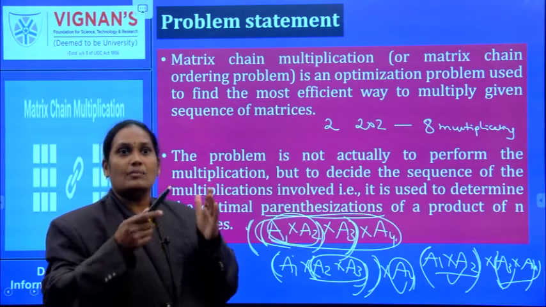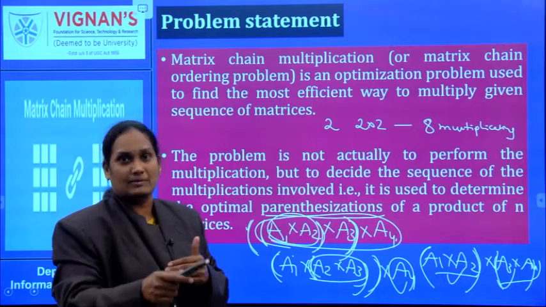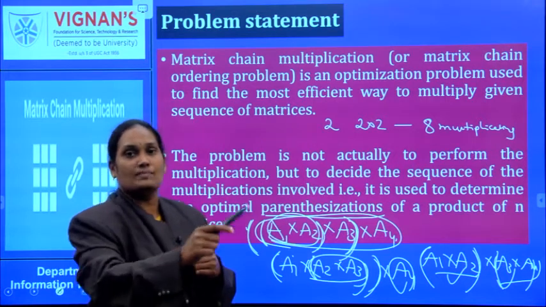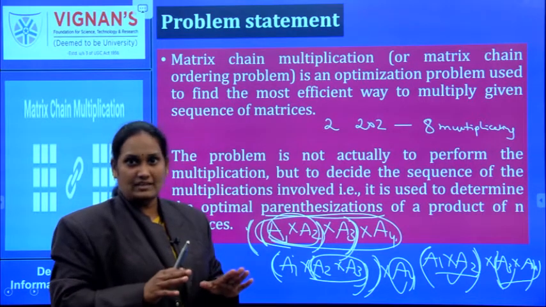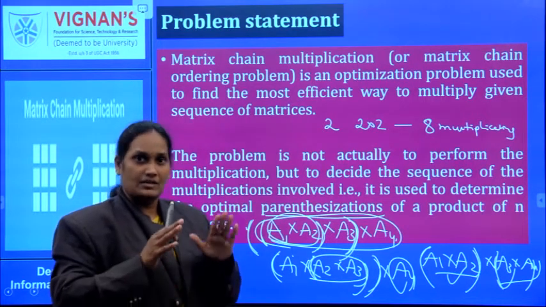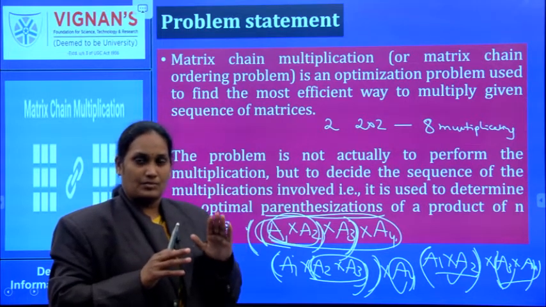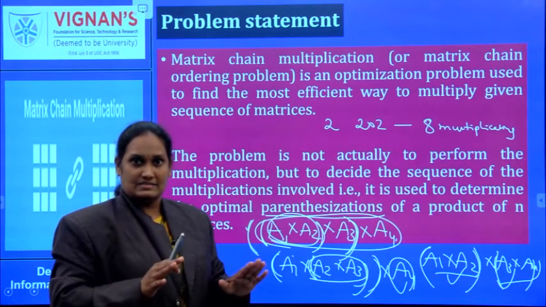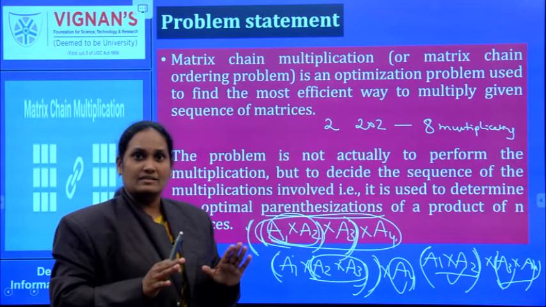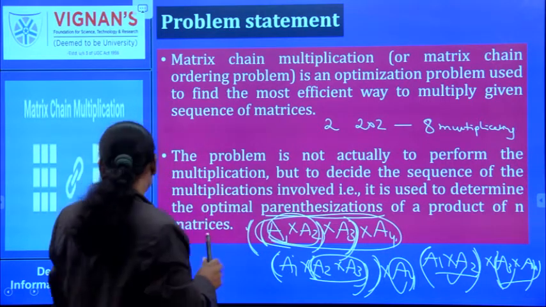Now, what is the optimal parenthesization? That is, in which order we are going to multiply the given sequence of matrices. That is what we are going to find in the case of matrix chain multiplication. Here, you have to observe one thing. The matrix chain multiplication problem is not multiplying the matrices. We are going to find the optimal order of multiplication.